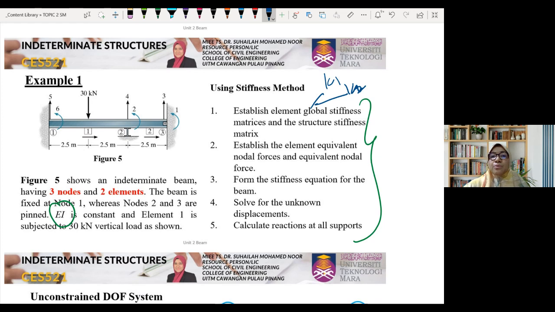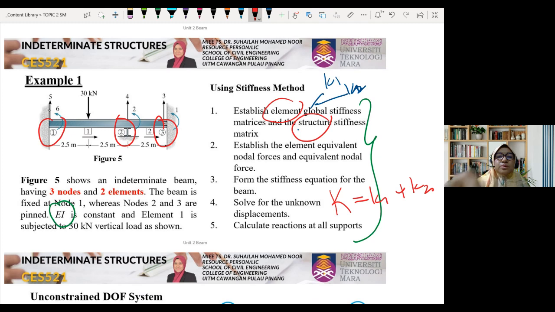And after that, we will establish the structure stiffness matrix. The first one is element. The second one is structure stiffness matrix, capital K equal to K1 plus K2. And there are 3 nodes, so 3 times 2 is 6. So the structure stiffness matrix K is 6 by 6.